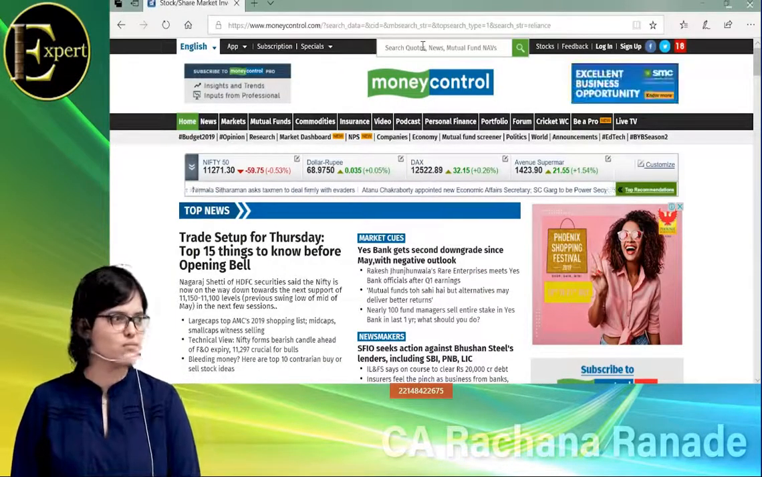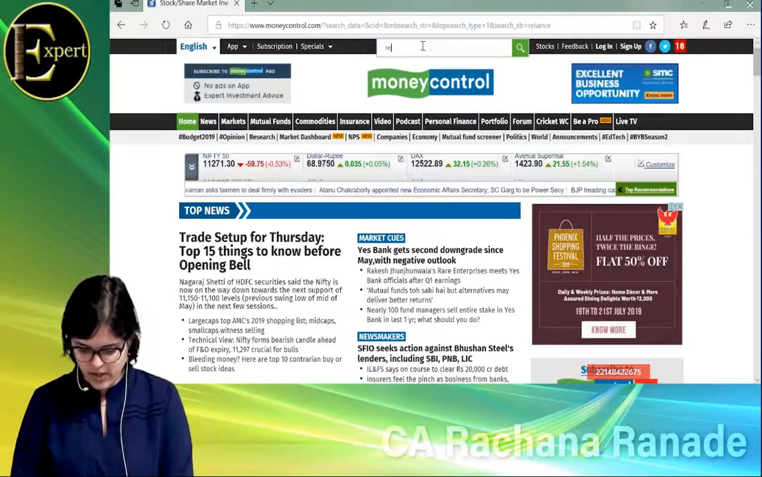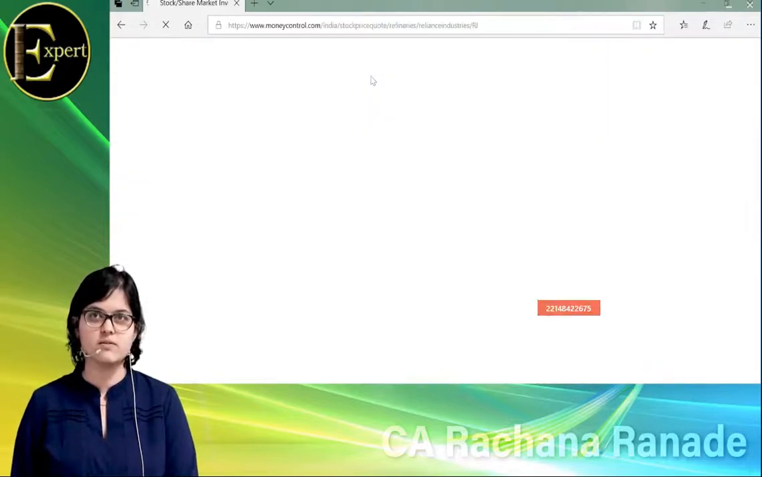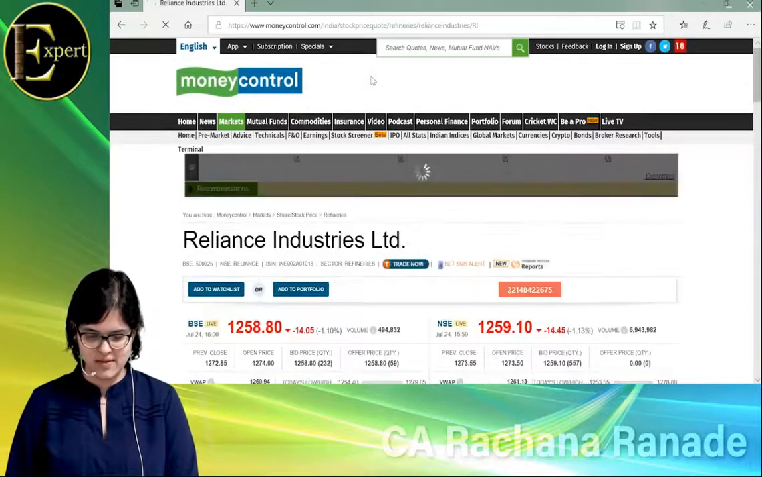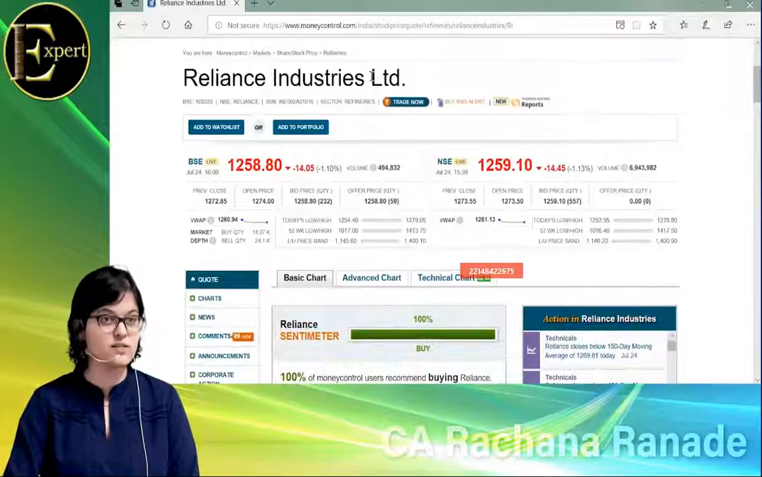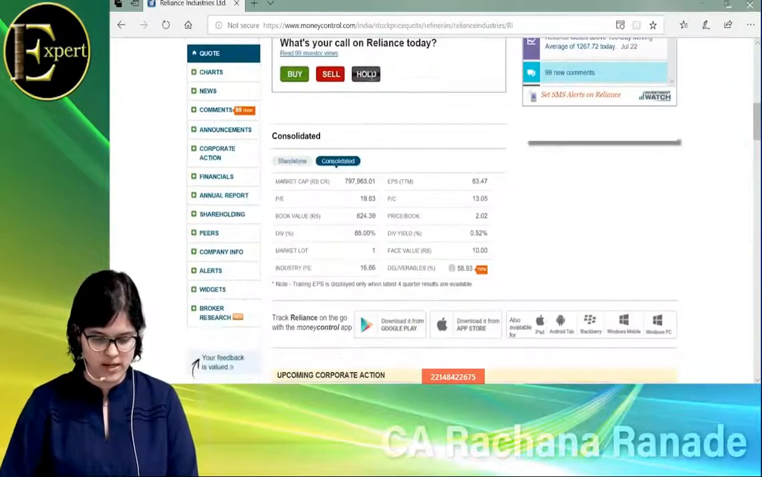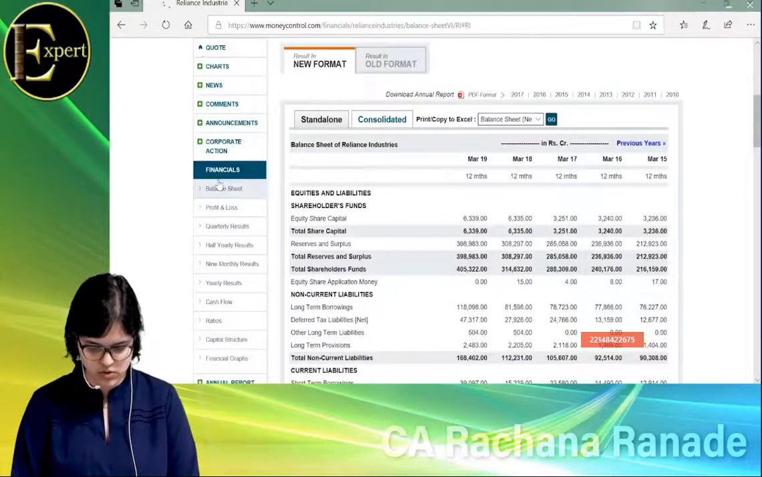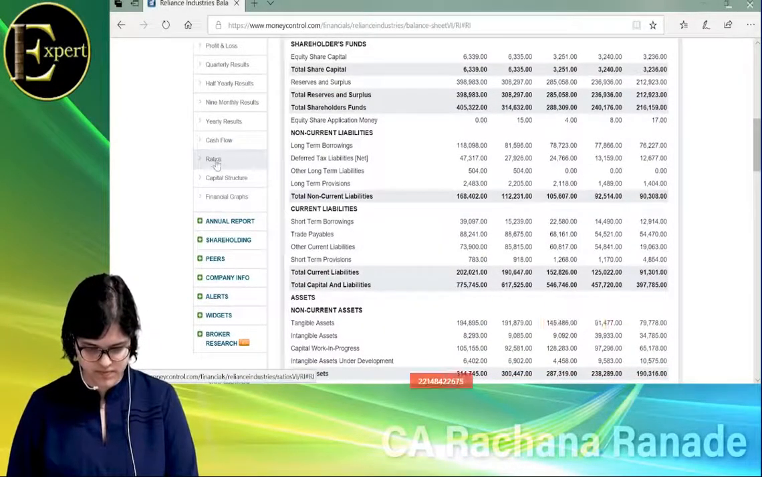Or Money Control. Both are our best friends. So what did I do, in simple words? Reliance. Enter. Now where do I go? I want to check some ratio, na? So where do I go quickly? I go to financials. In financials, I would go to ratios.